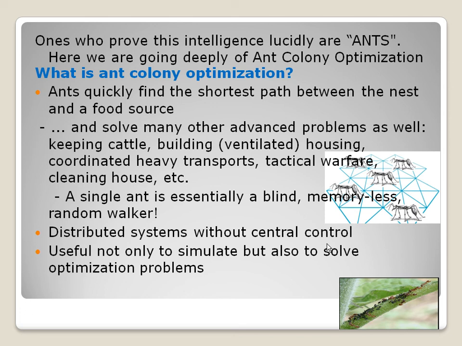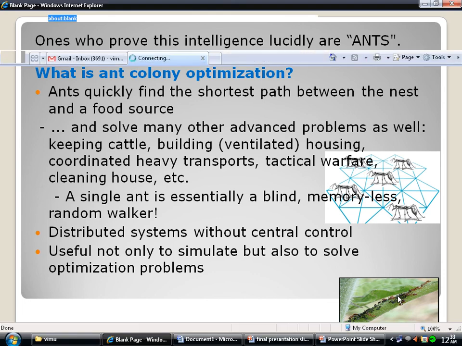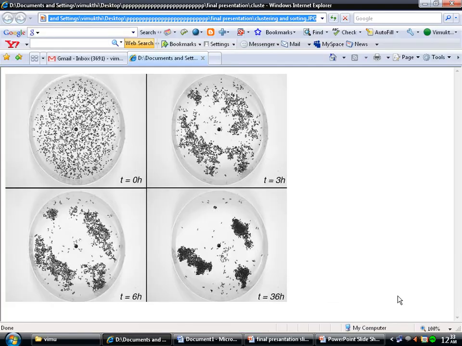The main properties of ant colony optimization are a distributed system without central control, and it is useful not only to simulate but also to solve optimization problems. Let me explain this a little bit further through the graphical representation. Here I will explain what the next food concept is. An ant that has taken the short path arrives earlier at the food source. When returning, the probability that they again take the short path is higher.